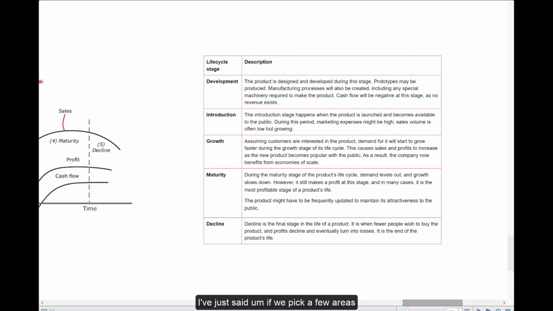If we pick a few areas out, let's look at the development area. Clearly we're talking about R&D. We're talking about design, development, prototypes, etc. And in terms of cash flow, clearly it's going to be negative and highly unlikely to be any revenue at all at that stage.